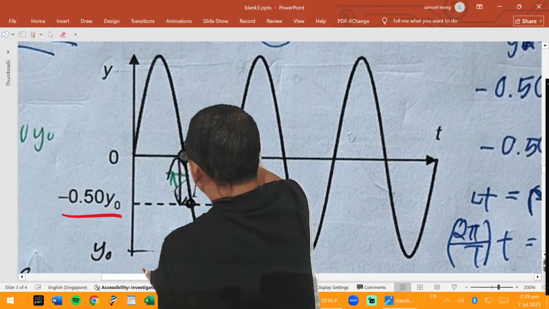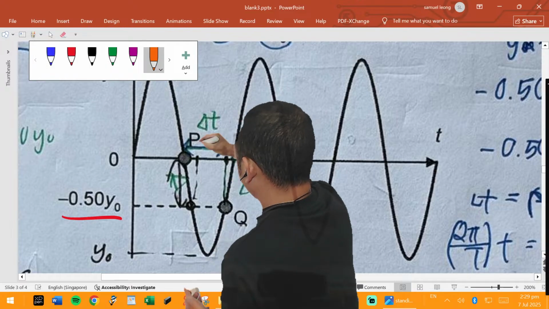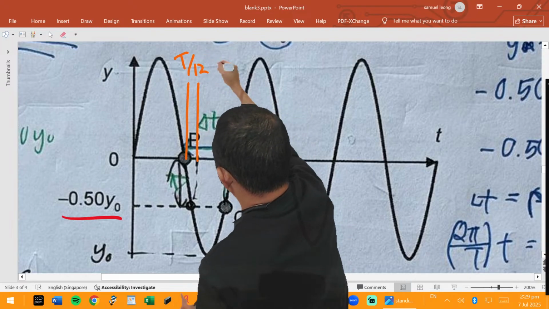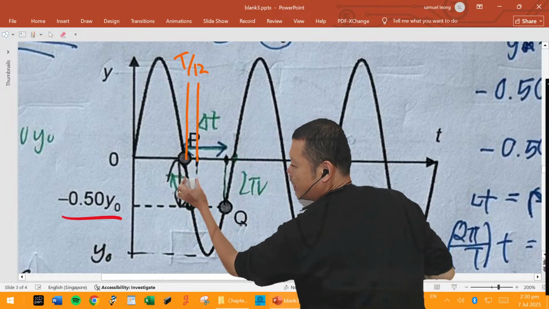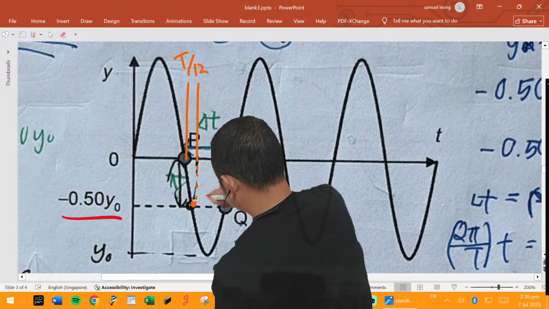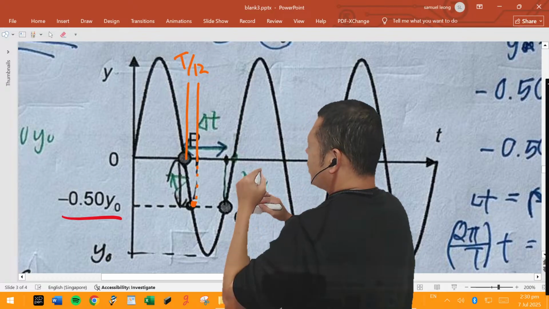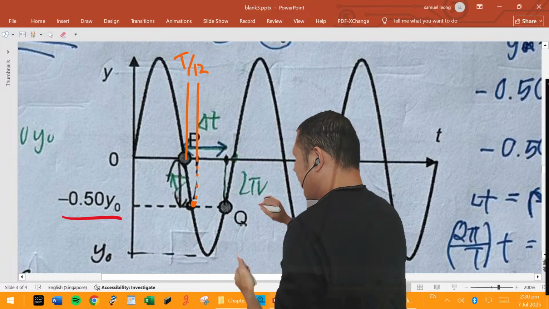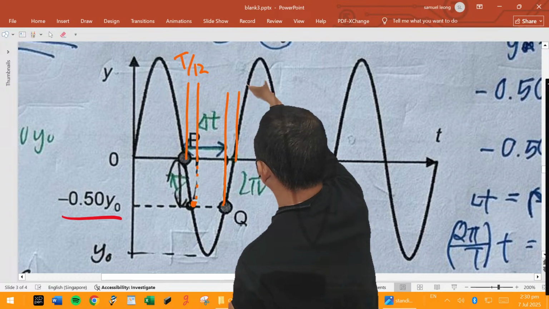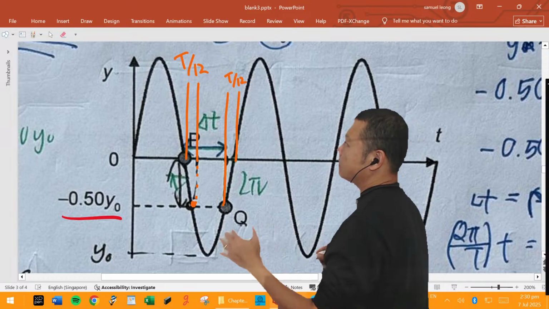Let's say you had done that. Can we use that here? I think we can. So this is your t over 12, this period of time from here to here. Because sine is symmetrical, it's the same as from here to here, which is also t over 12. You understand what I'm saying?